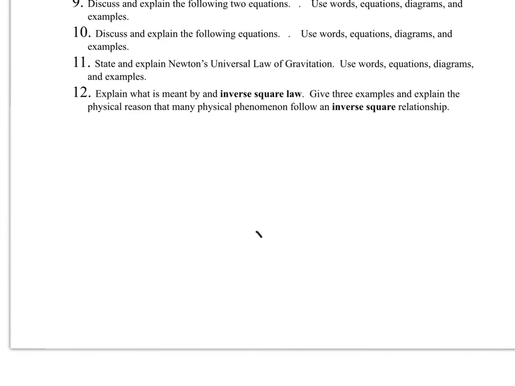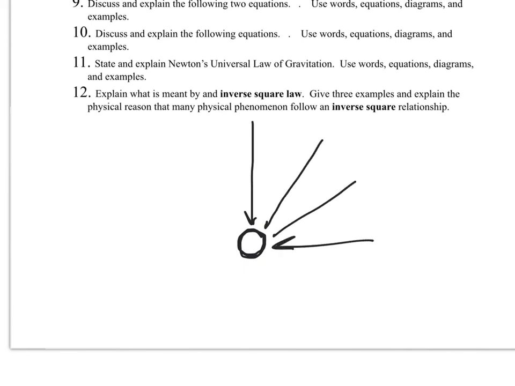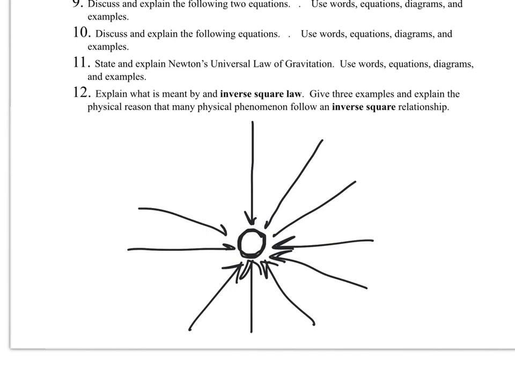So any body that has mass has a gravitational field associated with it, and we often picture that field as a bunch of lines going toward the mass. And notice the lines as they go in become closer together, and so that's an indication that the gravitational field is getting stronger.